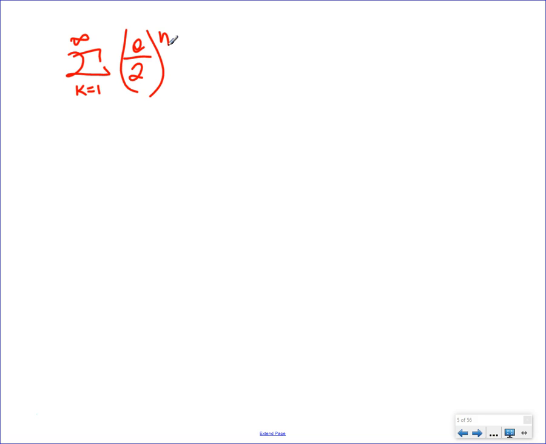That's still a number. E over 2 is a number, the common ratio. No, it's more than 1. Is it more than 1 or less than 1? What am I talking about? E over 2. It's more than 1. No, it isn't. It's 1.359.